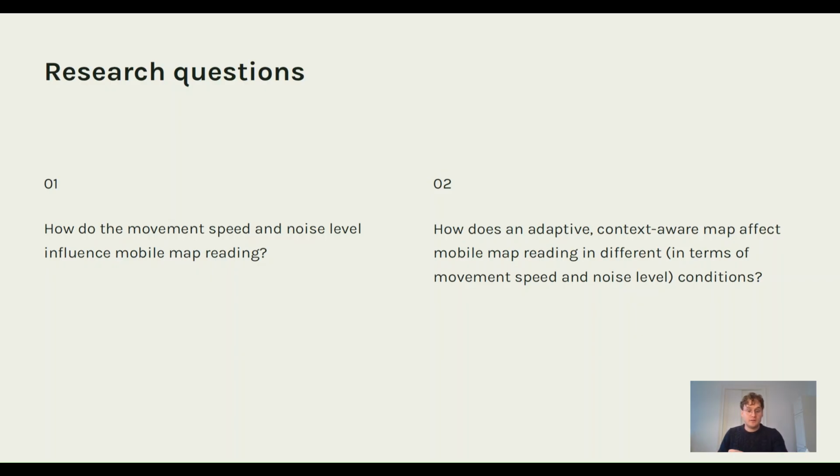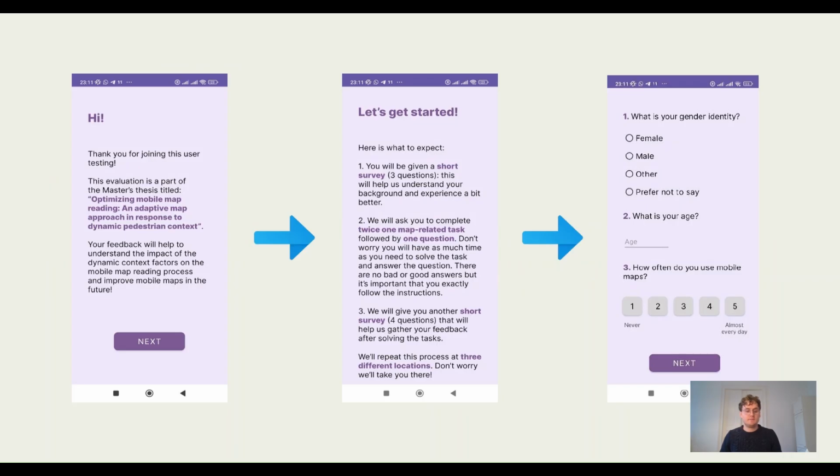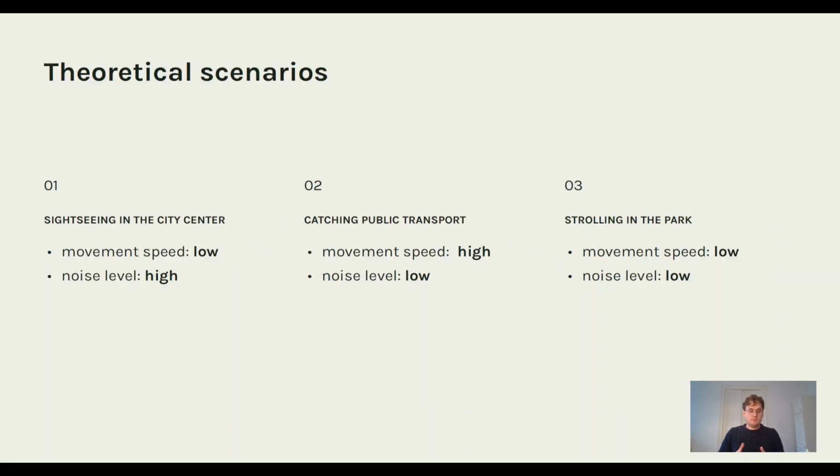So, how did I do that? First of all, I conducted a field-based user evaluation. The whole user evaluation was guided by an Android mobile application that I designed and developed for the purpose of this study. The users were given a smartphone with the application already installed on it, and they had to simply follow the instructions, answer survey questions, and solve map-related tasks at three pre-selected locations, where each location corresponded to a real-world scenario with different intensity of contextual factors, which was either high or low.